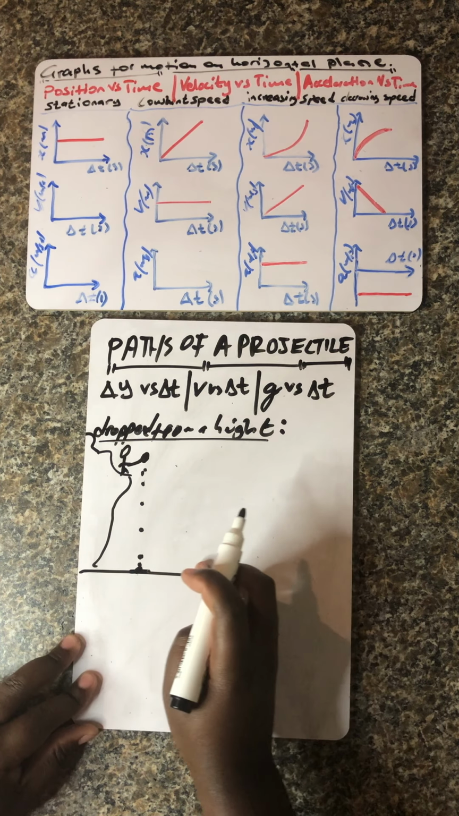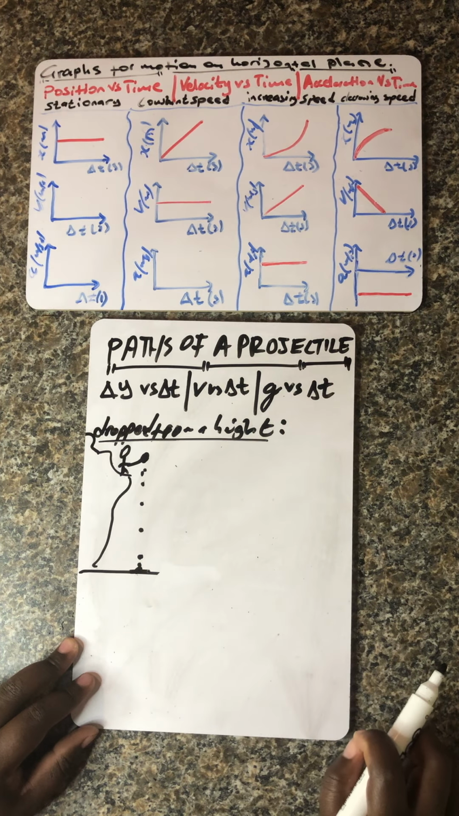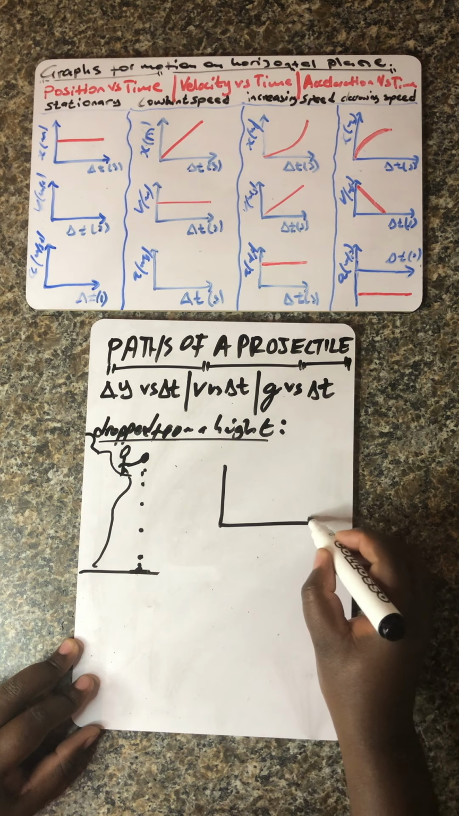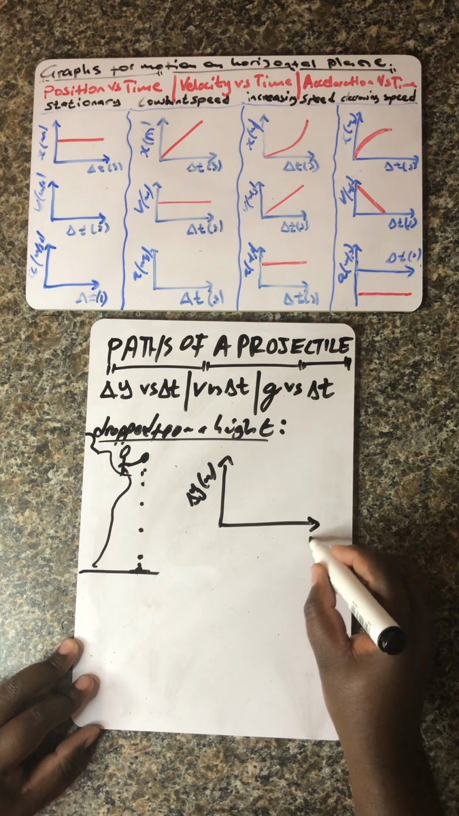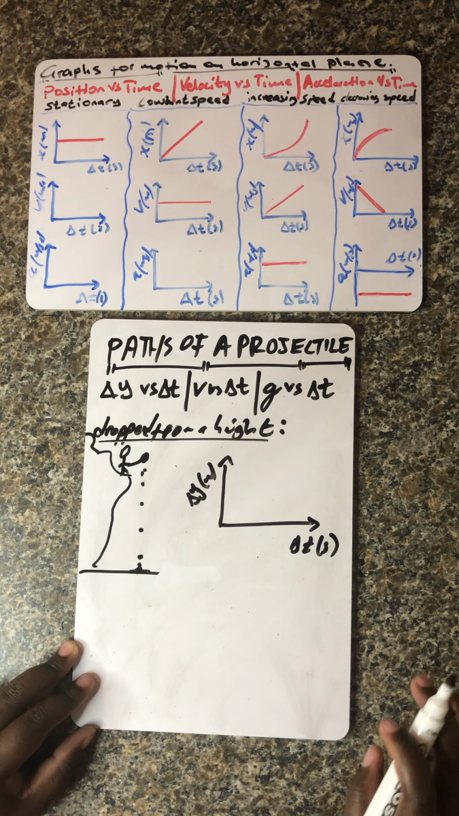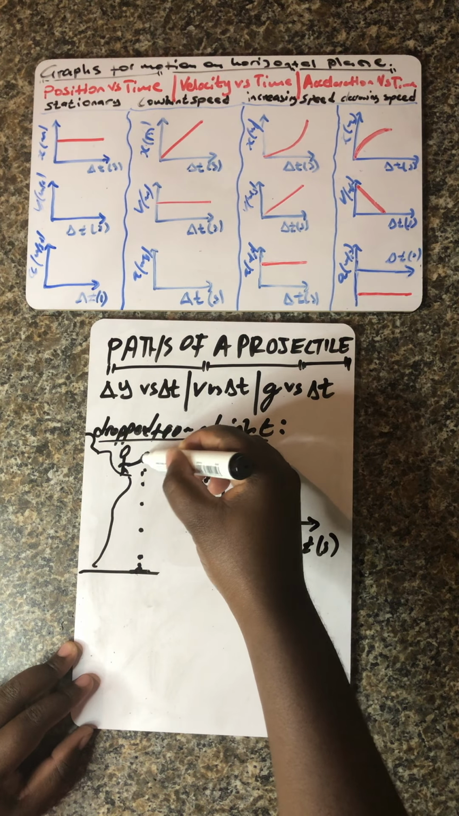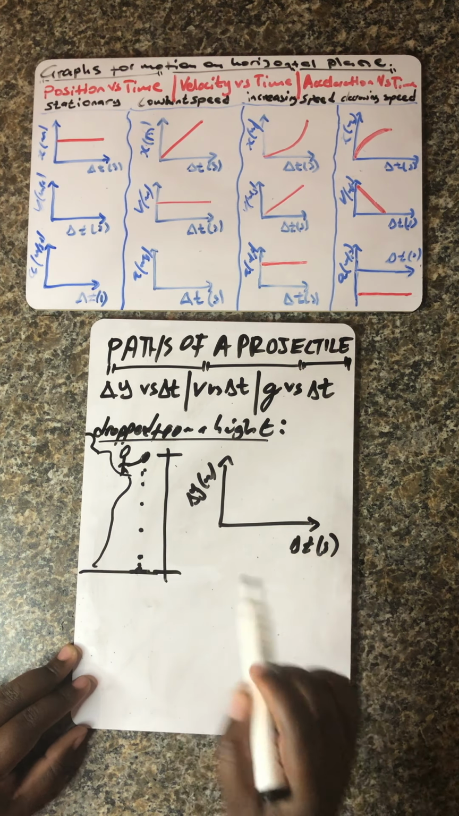Now let's try to draw the graph of delta y versus time. Ladies and gentlemen, you've got a graph of delta y in meters. Remember, at all times you've got change in t in seconds. In this case you've got an object which was at a certain height. Obviously, this is the height that we're talking about.